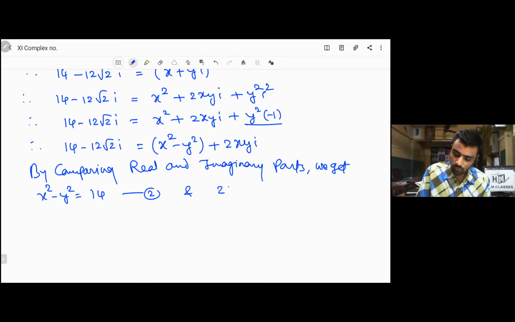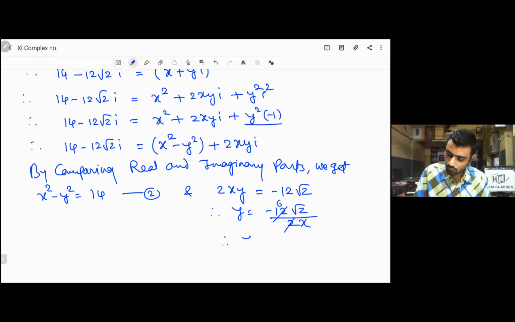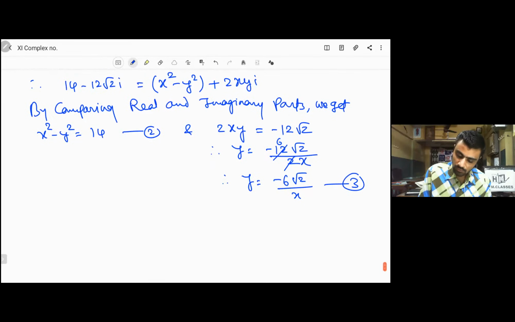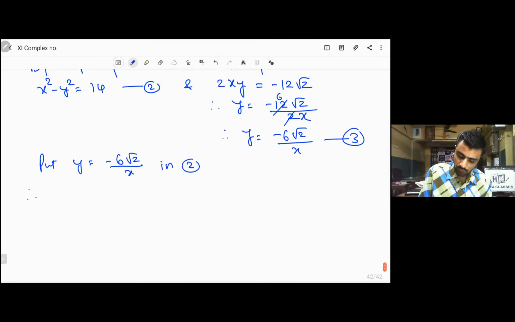And 2xy is equals to minus 12 root 2. Therefore y is equals to minus 12 root 2 upon 2x, where 2 is going to be cancelled with this. So y is equals to minus 6 root 2 upon x. This is number 3rd. And put y is equals to minus 6 root 2 upon x in number 2nd. Therefore x square minus, y के जगह पे minus 6 root 2 upon x whole square is equals to 14.